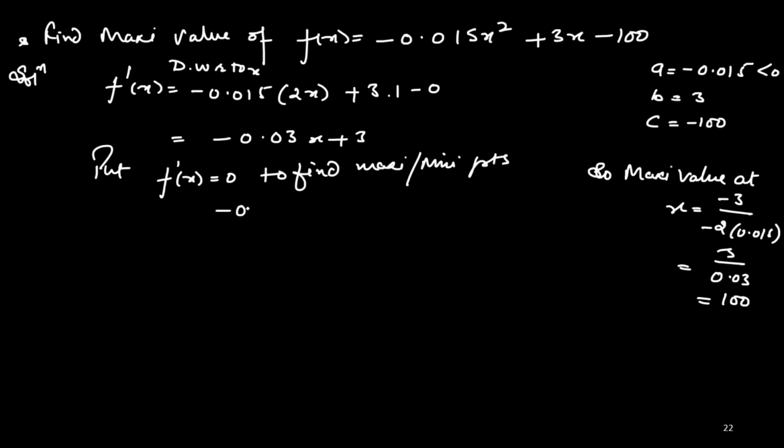So minus 0.03x plus 3 equals 0. So what's the value of x? Minus 3 divided by minus 0.03. When we simplify this, it will give you 100. So at x equals 100, we have either a maximum value or a minimum.